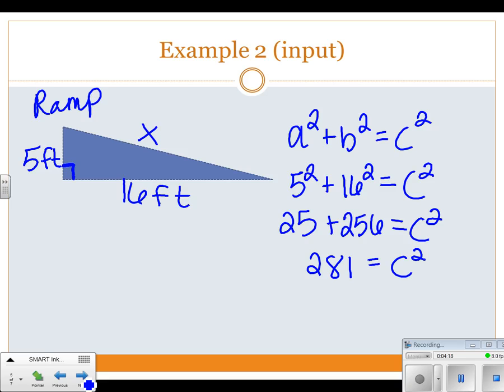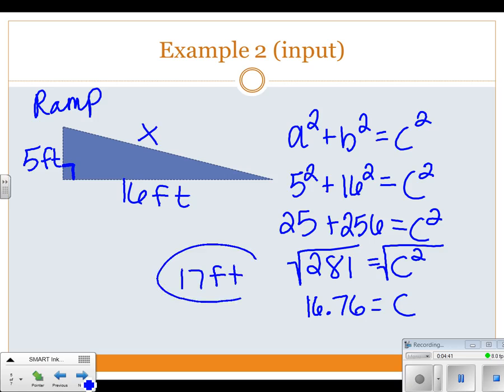To undo the power of 2, remember, you can find the square root. If you find the square root on the right, you have to find the square root on the left. What's being squared under the square root is c. And what is being squared here for 281? What's the square root of 281? You get something like 16.76. Now if we round to the nearest foot, we've got 17 feet.